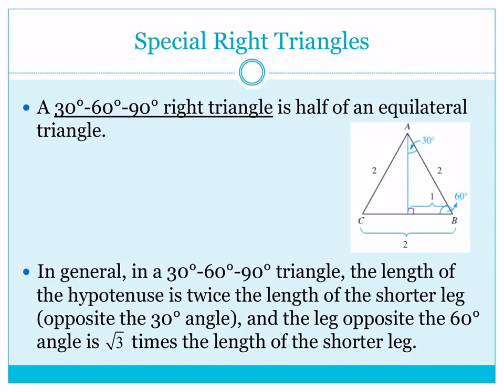A 30-60-90 triangle also has special values. It's half of an equilateral triangle, so if you had a 60-60-60 equilateral triangle, and you split it in half, you would have this other special right triangle. And in general, in the 30-60-90 triangle, the length of the hypotenuse is twice the length of the shorter leg, which is the side opposite the 30-degree angle. And the leg opposite the 60-degree angle is square root of 3 times the length of the shorter leg.